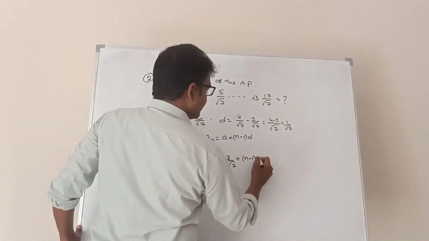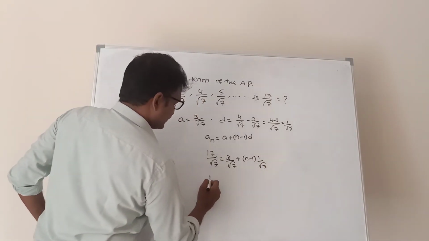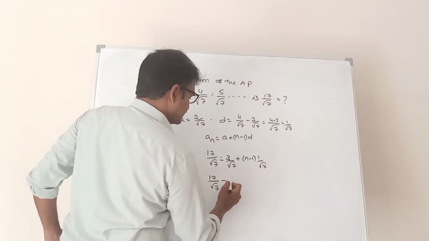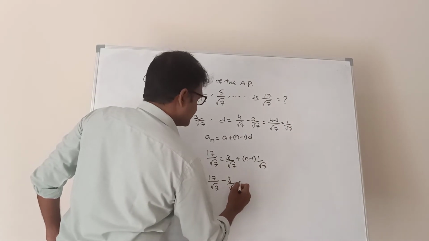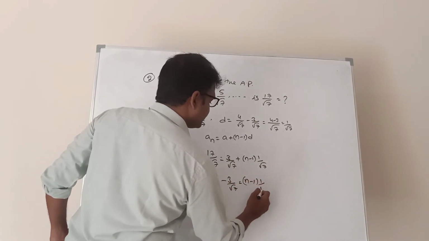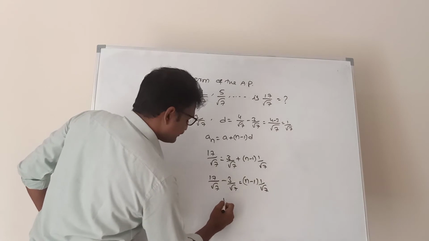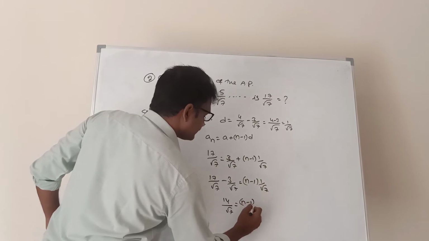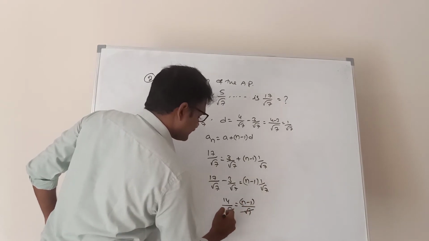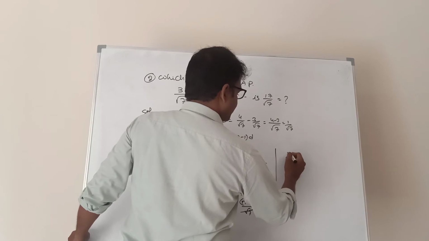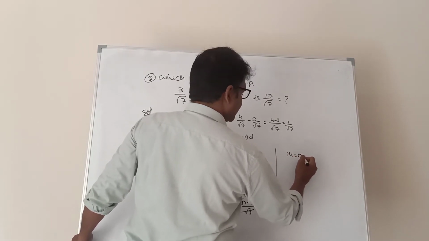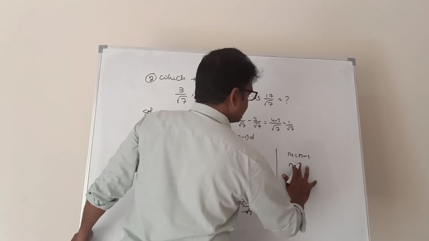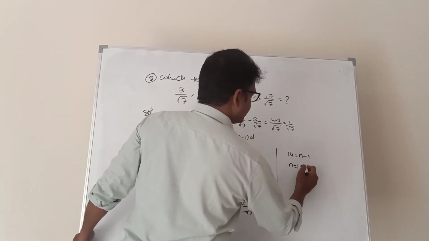The difference is 1 by root 7. 17 by root 7 minus 3 by root 7 is equal to n minus 1 into 1 by root 7. 17 minus 3, 14 by root 7 is equal to n minus 1 by root 7. Root 7 gets cancelled. So 14 is equal to n minus 1. So n is equal to 14 plus 1, 15.